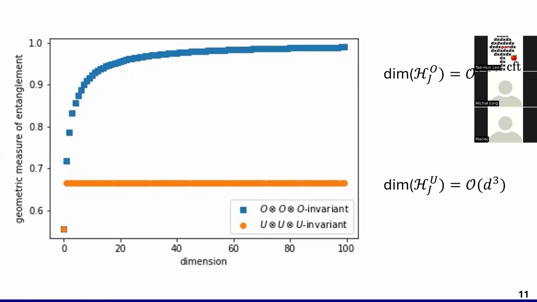So here I plotted the geometric measure of entanglement versus the local dimension, so the lower bounds of the geometric measure of entanglement. We can see, for one thing, that the unitary invariant space is always constant with respect to the dimension, and the orthogonally invariant one grows with the dimension. And also we see that it's way higher than the unitary invariant subspace, which could be because its dimension itself is smaller.